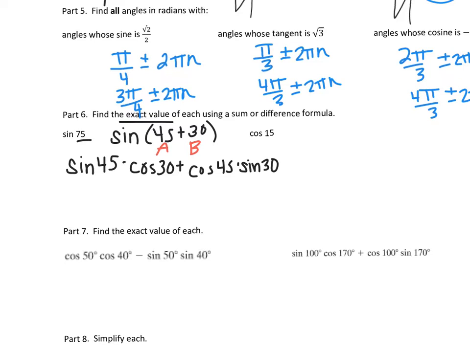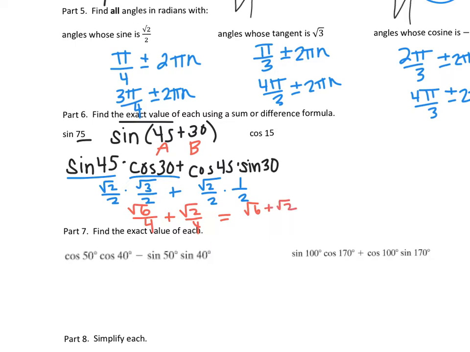And then what you need to do is use the exact value of each one. So sine of 45 is root 2 over 2. Cosine of 30 is root 3 over 2. Plus cosine of 45 is root 2 over 2, times sine of 30 is 1/2. So simplifying that, you're going to have root 6 over 4 plus root 2 over 4. And you can leave it like that, or you can leave it as root 6 plus root 2 over 4.